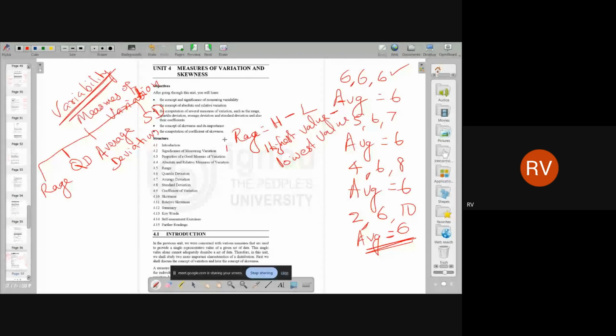Quartile deviation is equal to the third quartile minus the first quartile, divided by 2. Q3 minus Q1 is called the interquartile range. Average deviation is sigma f into the absolute value of x minus x bar, divided by n, where x bar is the mean. That is called the mean deviation. Median can also be used instead of x bar, that is sigma f into x minus median by n.